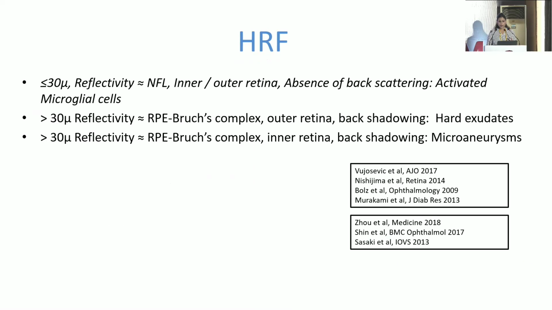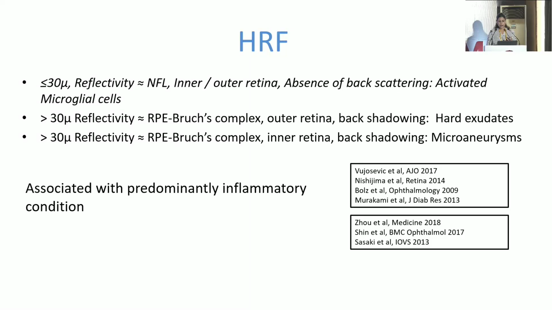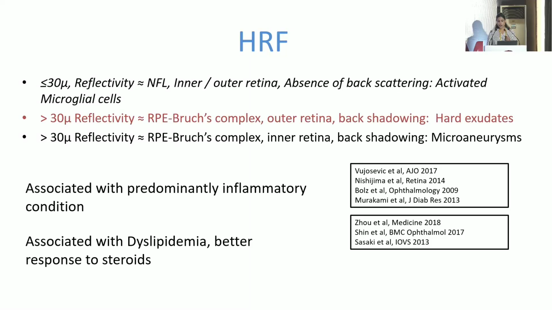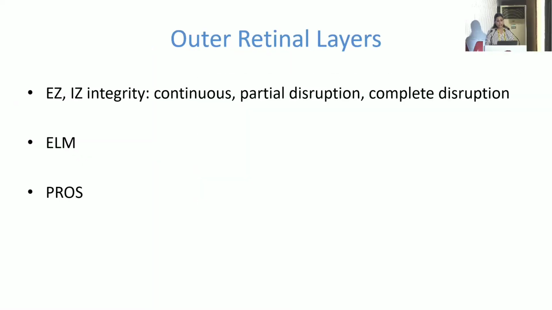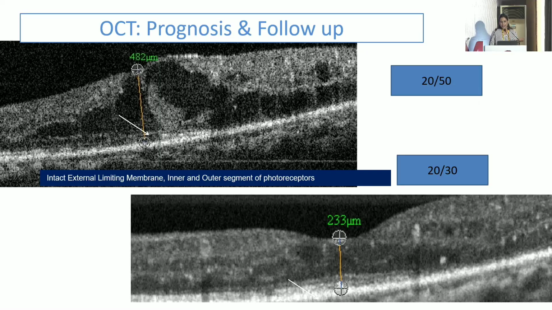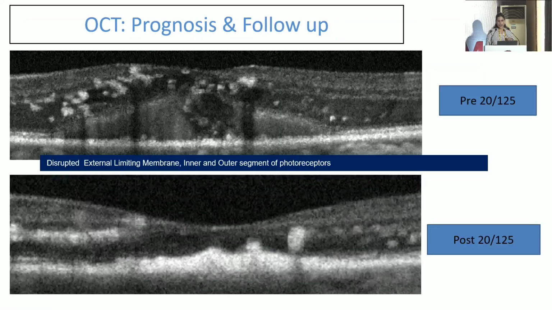Hyperreflective foci. So they respond better to corticosteroids. Then outer vitreomacular interface issues like taut posterior hyaloid and vitreomacular traction and non-tractional DME, outer retinal layer disruptions, then again it is related to poorer outcomes. So this is a case which shows an example of a patient who had intact outer retinal layers and showed a good recovery to anti-VEGFs.